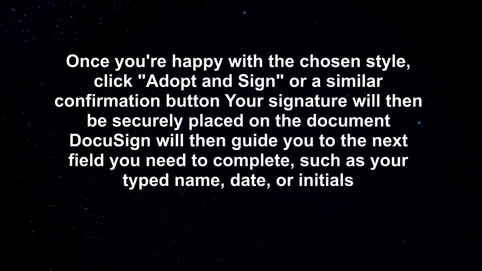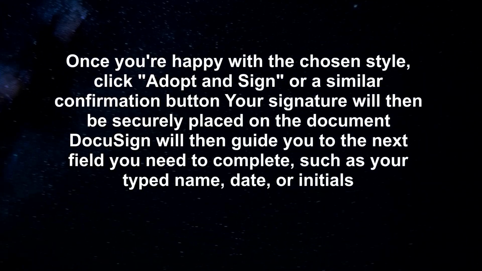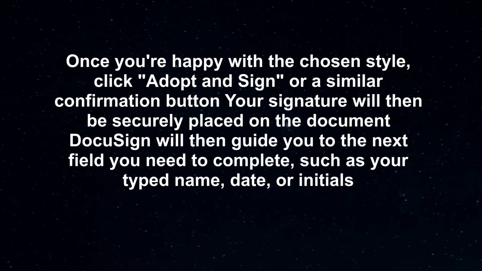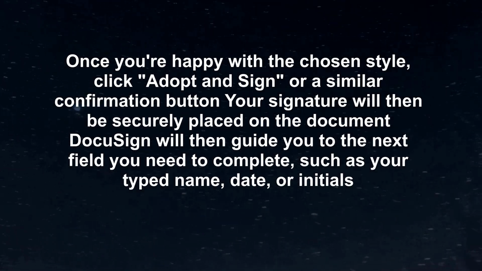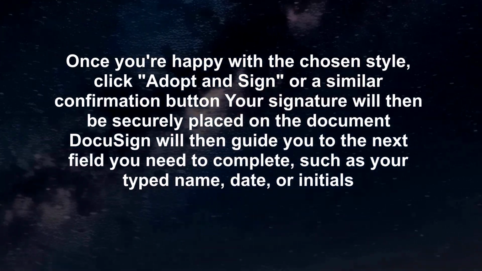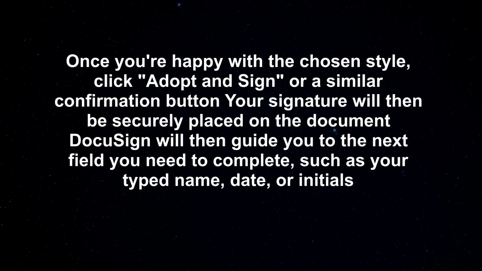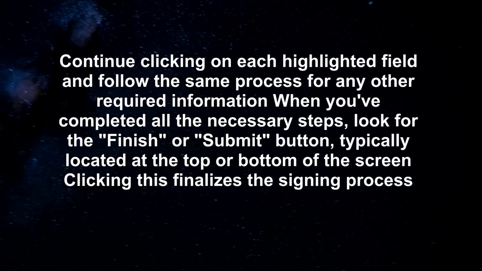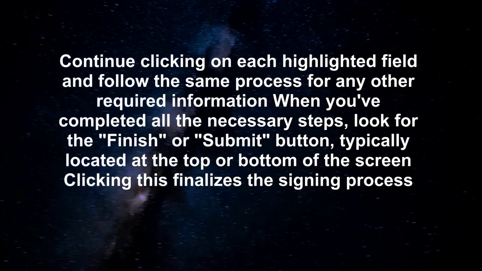Once you're happy with the chosen style, click Adopt and Sign, or a similar confirmation button. Your signature will then be securely placed on the document. DocuSign will then guide you to the next field you need to complete, such as your typed name, date, or initials. Continue clicking on each highlighted field and follow the same process for any other required information.